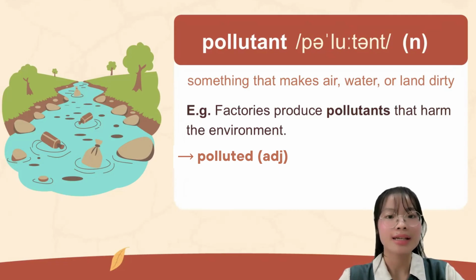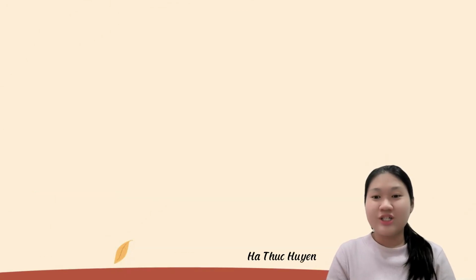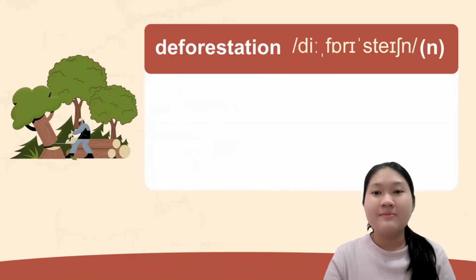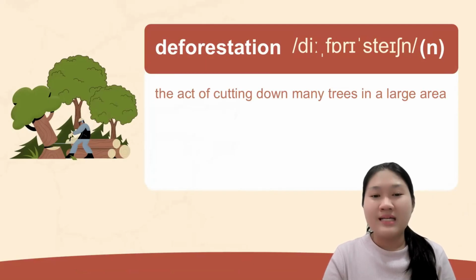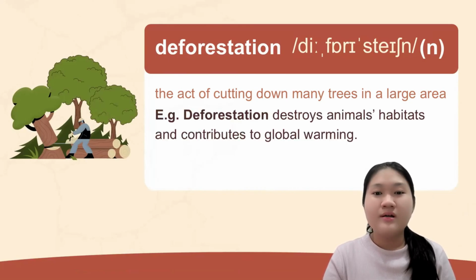Okay, class. So if a place has many pollutants, is it clean or dirty? The answer is dirty. Actually, it's not just smoke from factories that hurts the earth. Look at this picture. What happens to the tree? Yes, the trees have been cut down and the forest is disappearing. We call it deforestation. Now, repeat after me. Deforestation. Good. It's a noun and it means the act of cutting down many trees in a large area. For example, deforestation destroys animal habitats and contributes to global warming.